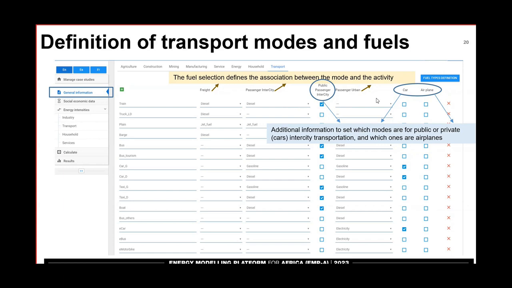And again, we have another column here, for car. If you check this box, you are saying that the transportation mode that you have defined there is a car, meaning that you are not obliged to type car somewhere. You can even have your own name, the way that you call it in your country. But to tell the model that this is a car, you have to tick this box so that the model will understand that this is a private car. So it will be modeled like a private car. And again, we have another column here, airplane. If you tick it, then it means that the transportation mode that you have defined is an airplane. And the airplane has also another specificity that we will see when we analyze the input data preparation.